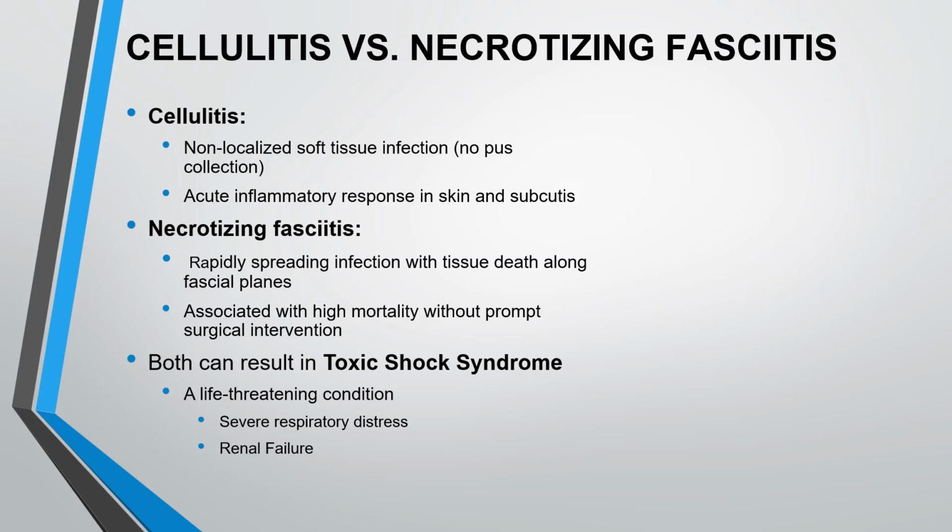Necrotizing fasciitis is much more dangerous. This is a rapidly spreading infection that tracks along fascial planes, causing tissue necrosis. Without immediate surgical intervention, necrotizing fasciitis has a high mortality rate. Both conditions can progress to toxic shock syndrome, which is life-threatening and may involve severe respiratory distress, renal failure, and even multi-organ dysfunction. If you see rapid progression, severe pain, and tissue death, think necrotizing fasciitis, not cellulitis.